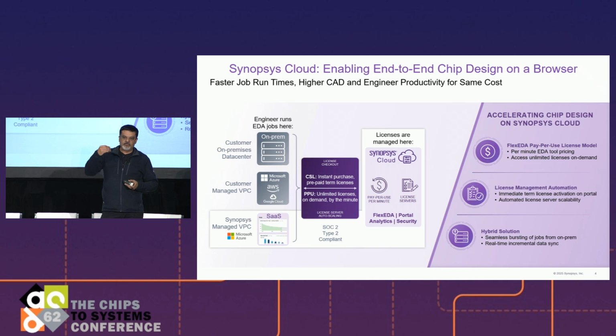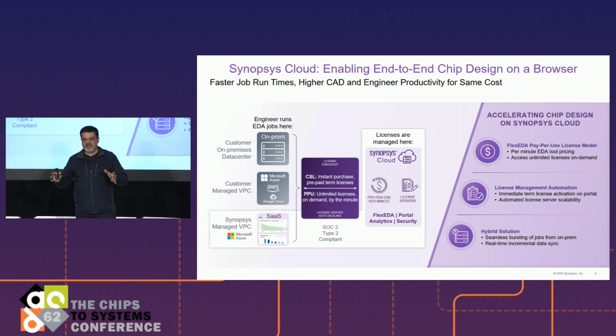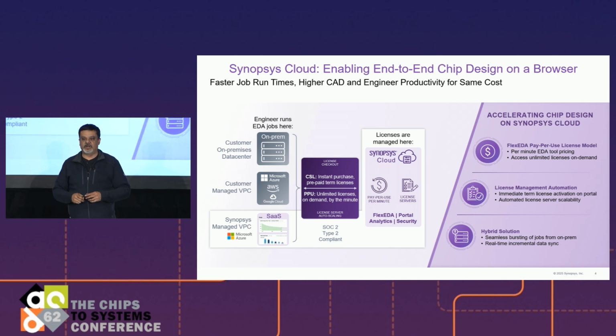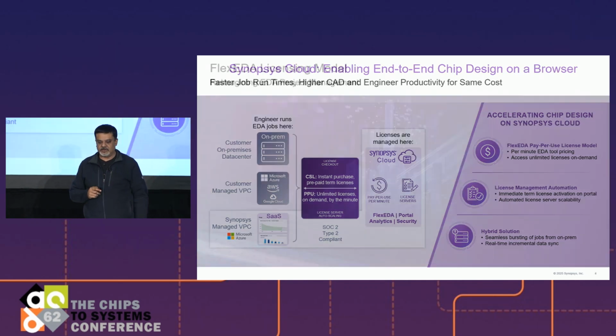The data will move in chunks at runtime, and as the output is generated in the cloud, it's synced back automatically to on-prem in real time. So essentially, by the time the job completes, the engineer has everything it needs as if the job completely ran on-prem, and the engineer would not even see the bursting happening on the back end. And that's the idea behind the hybrid solution that we built.